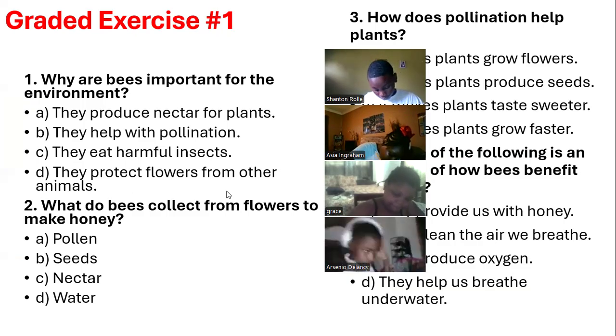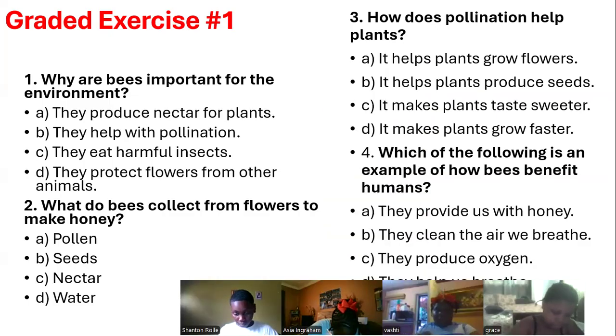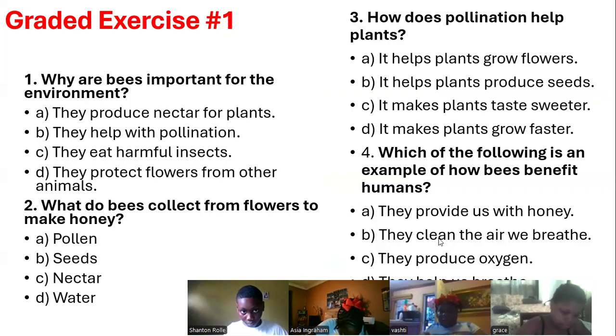Number two, what do bees collect from flowers to make honey? Number three, how does pollination help plants? Number four, which of the following is an example of how bees benefit humans?